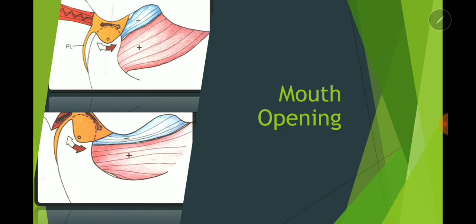Now, what happens during opening? Let's see what happens during opening. When you open, the lateral pterygoids contract. Now, which one is contracting? When you open, the superior head, which is this one in blue, the superior head of the lateral pterygoid muscle relaxes. And the inferior head of the lateral pterygoid muscle contracts. Okay, that's what happens when you're opening. Both parts of the lateral pterygoids are not contracted. Only when you open, only the inferior head of the lateral pterygoid is contracted. Okay, so that means the superior head is going to help in closing. All right. So keep that in mind.